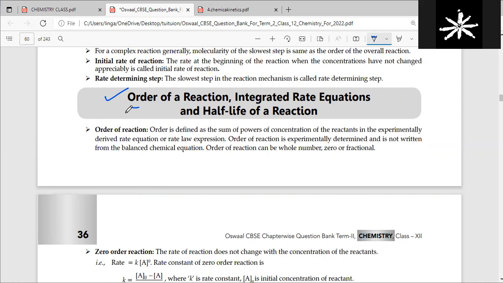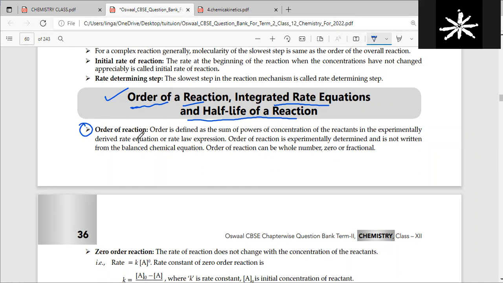No, sir. Okay. So today's topic is order of a reaction, integrated rate equation, and half-life of a reaction. Here, formulas will come and numericals are there from these topics.